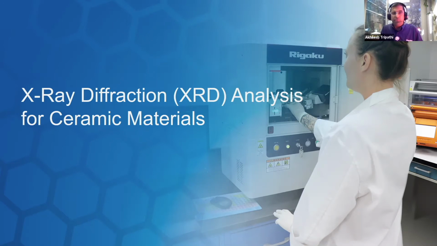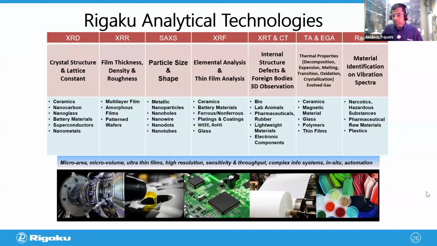So everybody, we shift gear now to XRD analysis, particularly in light of ceramic materials. You all saw that ceramic materials have a very wide range, almost covering a big chunk of inorganic materials. So that helps. These materials are generally very crystalline.